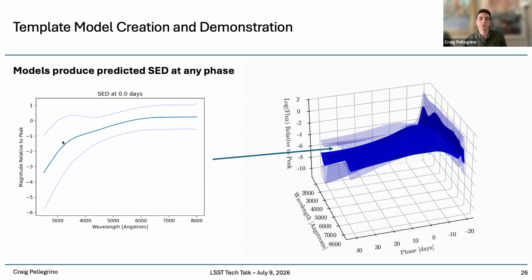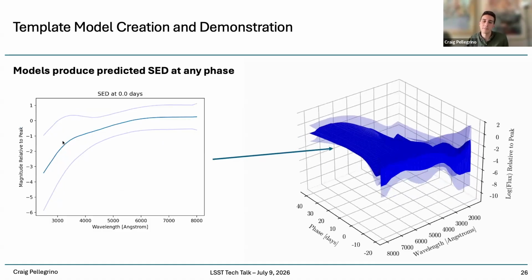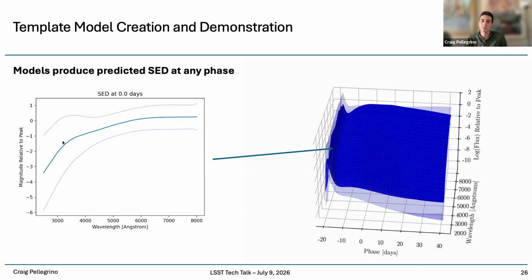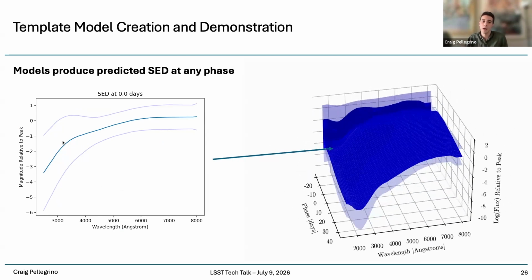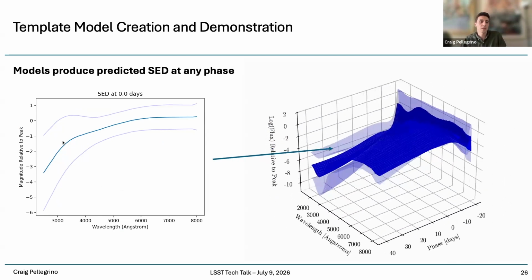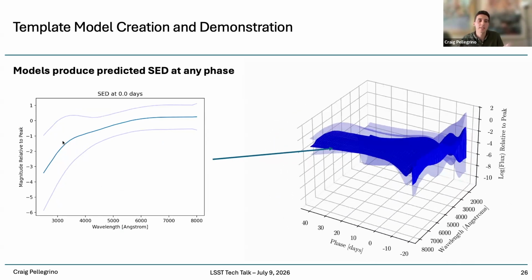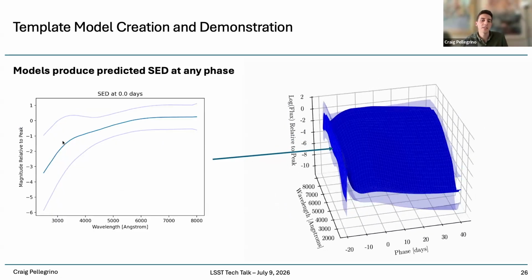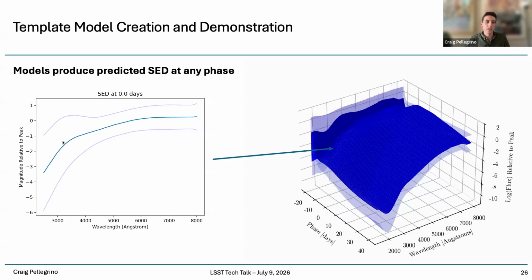So we can similarly produce a predicted SED at any phase by now taking a slice that's orthogonal to the slice that we took for the light curve. This is a cut at a single phase. That's what's being shown here on the left. This is a predicted SED at a light curve peak or a phase of 0. And again, you can see that this more or less matches what you'd expect.